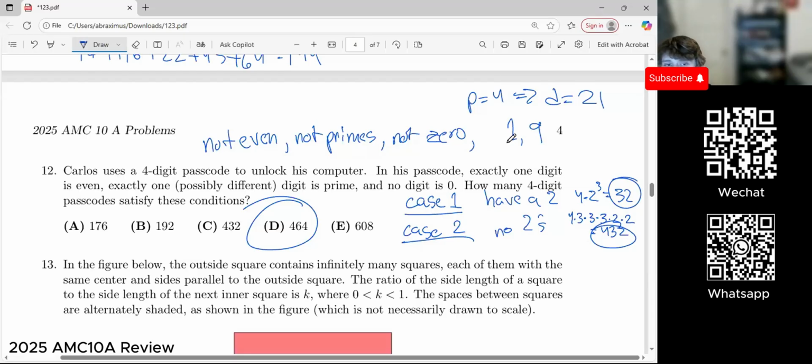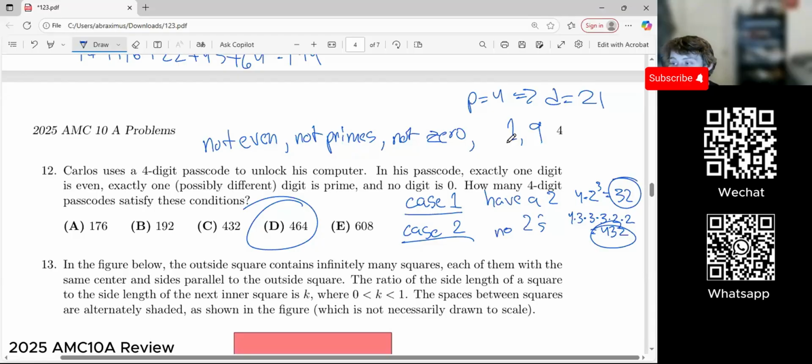Now, let's say we have no 2s. Then if we have no 2s, then we can't use a 2. Let's pick where the first even number goes. The even number, we have 4 spots that it could go in. And there's 3 possibilities for what it could be. It could be 4, 6, or 8.